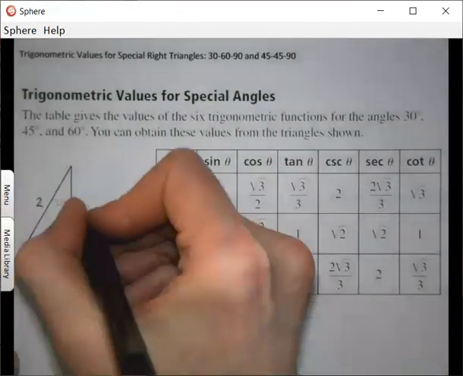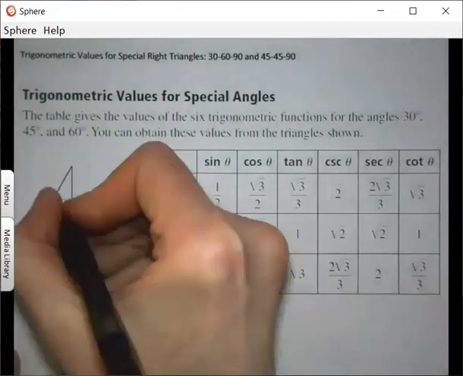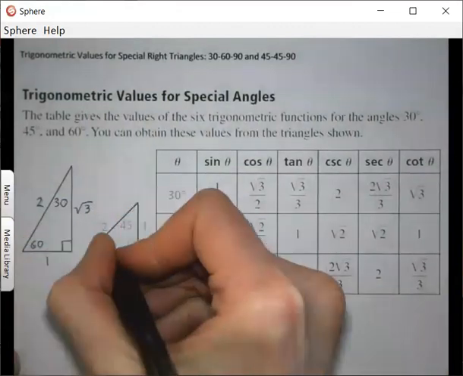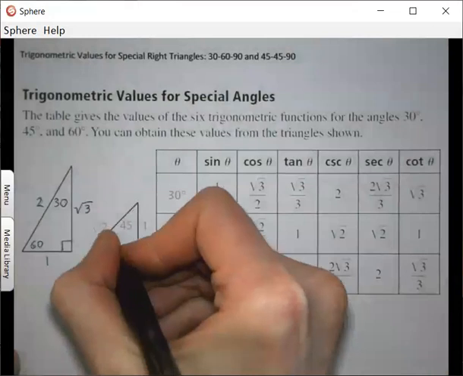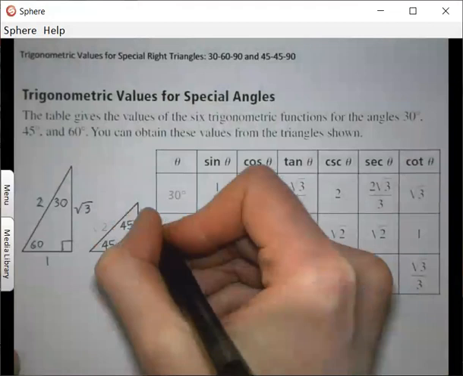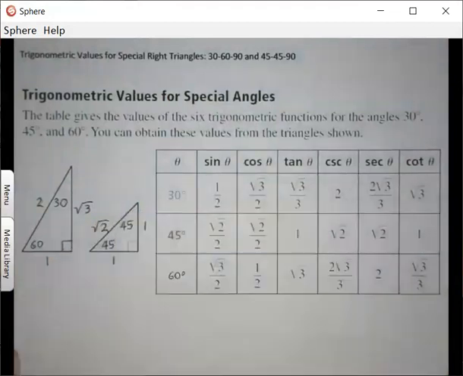So these are our special right triangles, our 30, 60, 90, and our 45, 45, 90. The only difference is we've said that instead of having the short side as x, we let the short side be 1. Now the reason for this we'll talk about in the future, but it has to do with the unit circle.